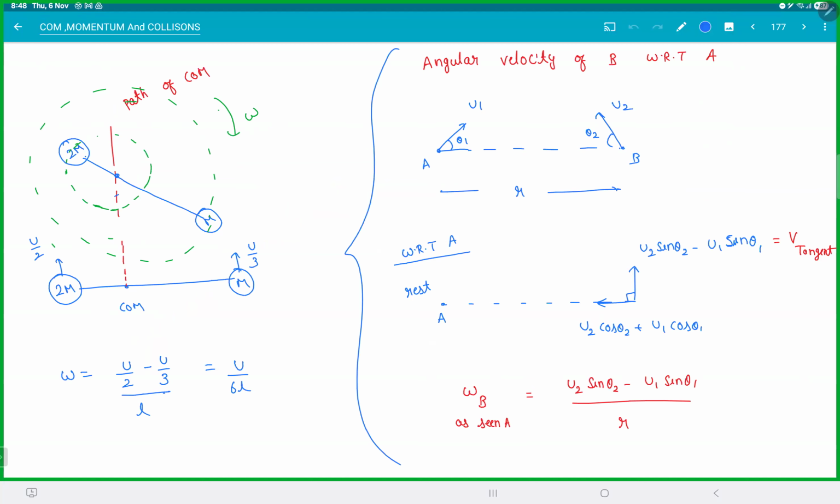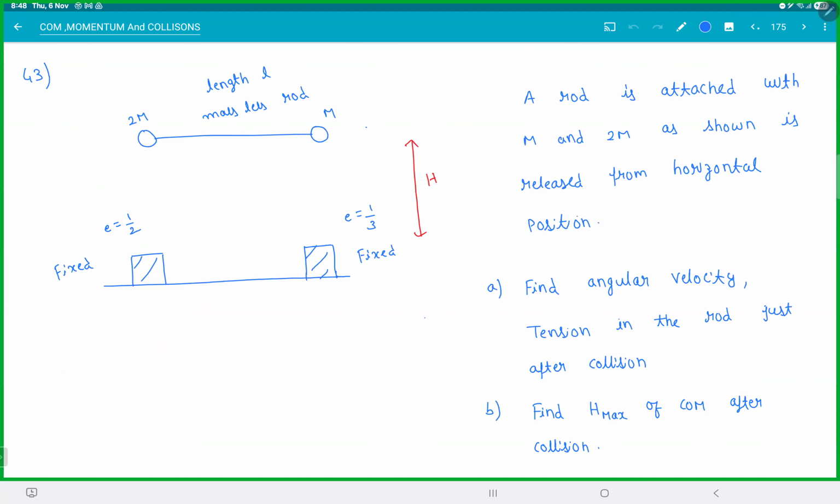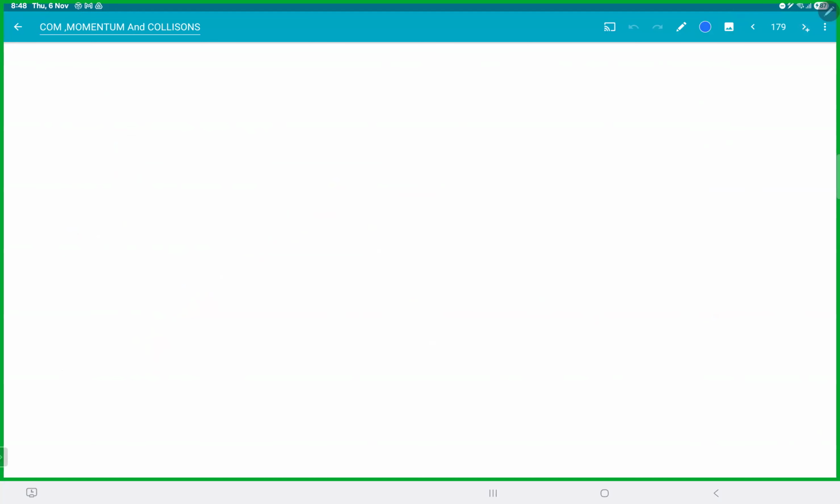Remember this? Let's see one more. Let's see, this is a little different. This is an impulse-based problem. Let's say we have a ball of mass m. This is a top view. We have another ball of mass 2m.